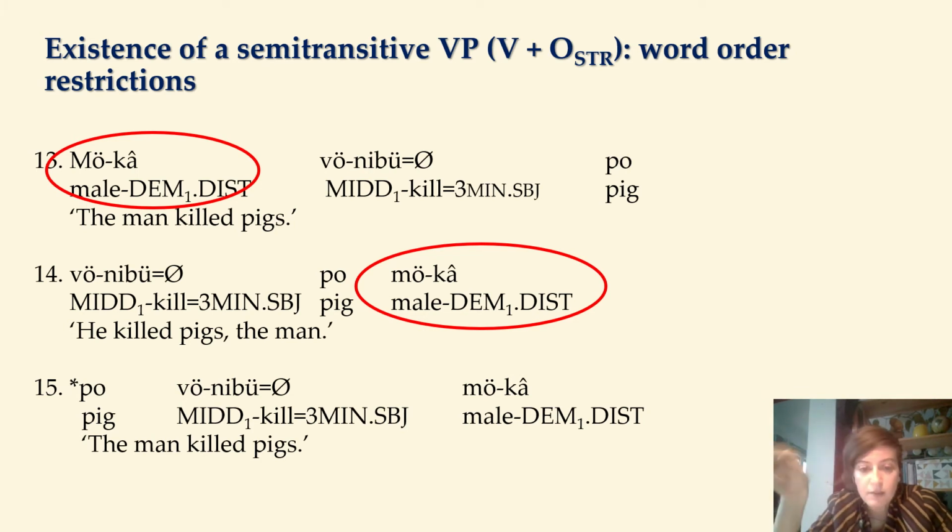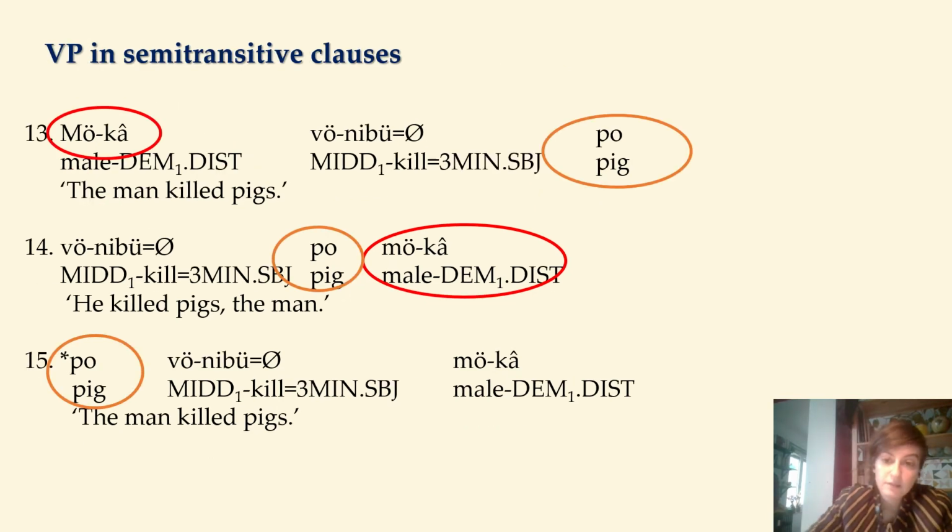So we can see that the agent in semitransitive clauses can be dislocated freely, without any further change in the clause, in the person marking pattern, or anything else. But this is different from the semitransitive object, which is only found in a post-verbal position, as in examples 13 and 14. And if we try to dislocate it in pre-verbal position, as in 15, the sentence is ungrammatical in the language.